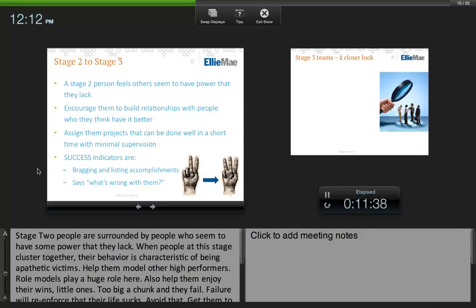Assign them projects that can be done in a short time. This is such an important aspect. You need some wins under your belt, right? For you to feel that you have a possibility of doing better, you need some wins under your belt. If I give you something hard to do and you fail, it reinforces the message that, what, my life sucks. I can't do this. So you need to give them small wins and build up their confidence.